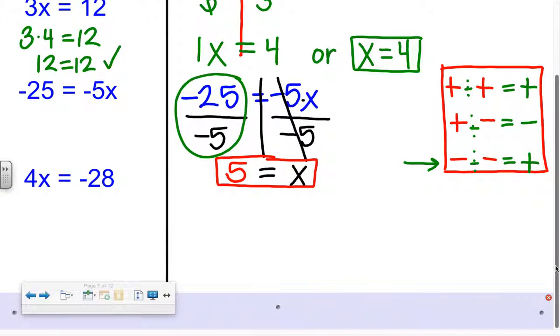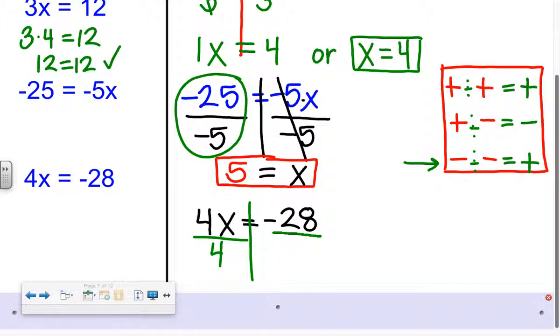All right, and then lastly, I have 4x equals negative 28. Divide both sides by 4, so x equals negative 28 divided by 4. Again, I can go back up to my chart. This time I have 1 negative and 1 positive, so I'd use that middle row. A negative and a positive make a negative, so negative 7.